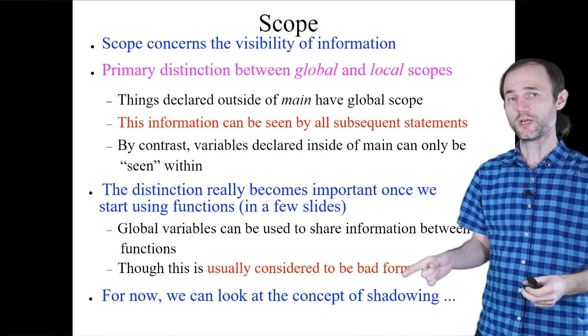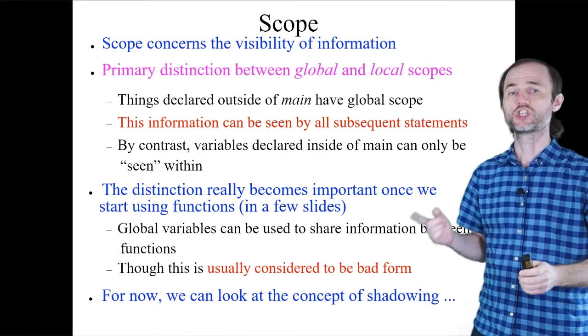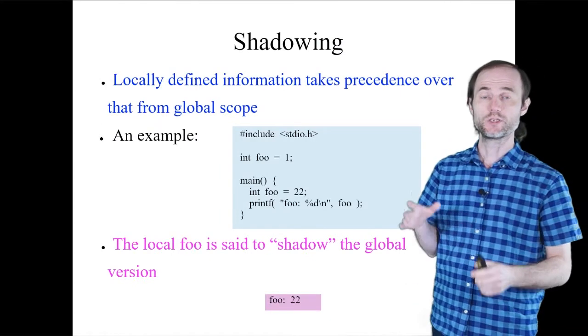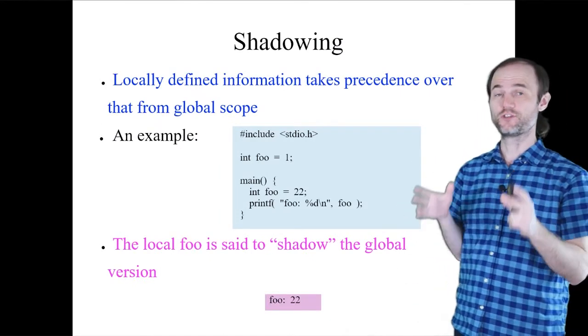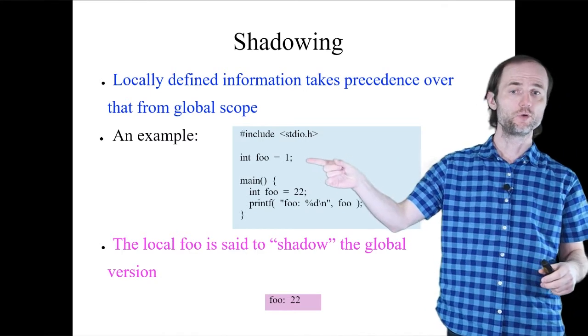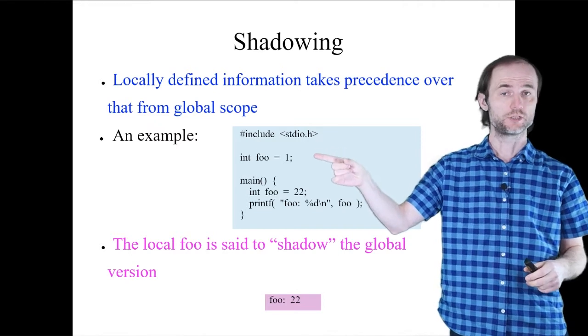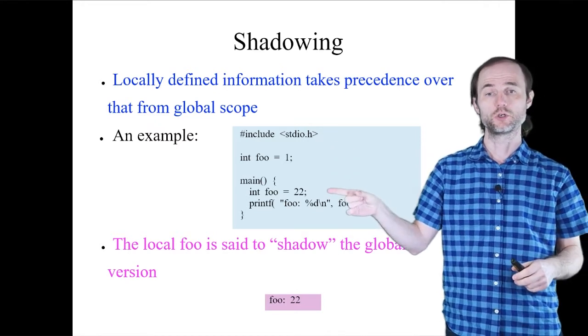There is also another topic related to scope, and that is shadowing. Shadowing is when you have conflicting definitions of variables in different scopes. So for instance, you can have the same variable foo in the global scope and in the local scope. Outside of main, it's a global scope. Inside of main is a local scope.